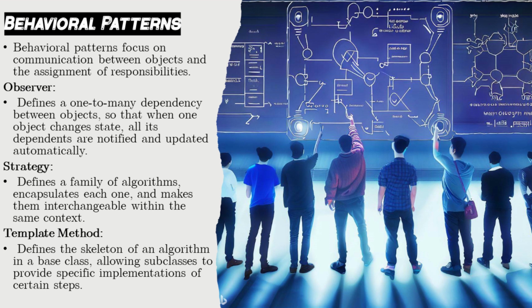Strategy. The strategy pattern defines a family of algorithms, encapsulates each one, and makes them interchangeable within a context. It allows algorithms to vary independently from clients using them. Template method. The template method pattern defines the skeleton of an algorithm in a base class, allowing subclasses to provide specific implementations of certain steps. It promotes code reuse while providing flexibility for customization.